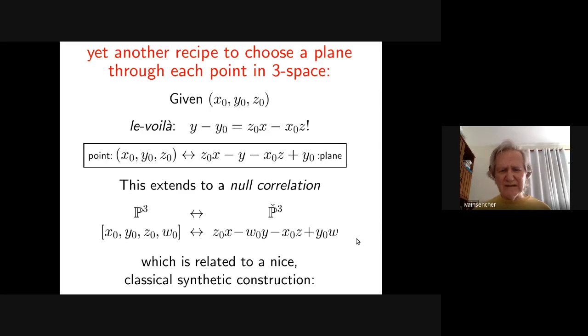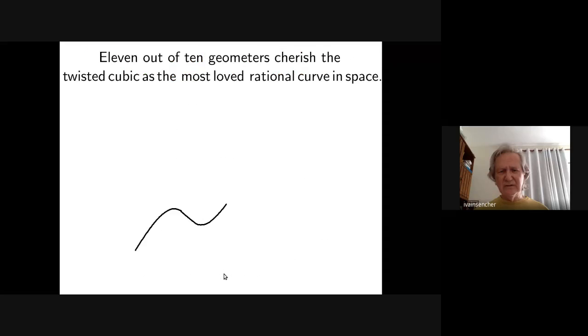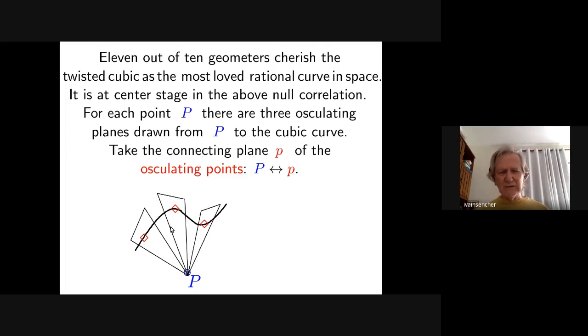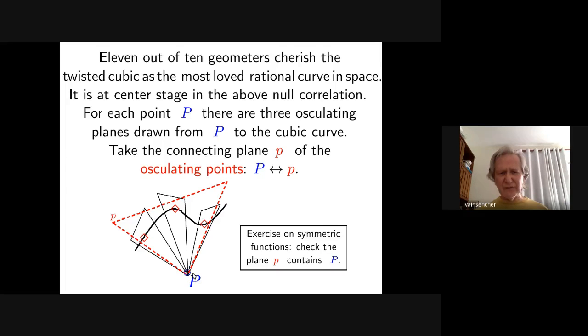What is not so well known is that this naive distribution here is related to a classical synthetic construction, which involves a twisted cubic, which, as we all know, is the most loved rational curve in space. So here's the association. Take a point in space. Associated to this point, there are 3 osculating planes passing through P. So that's one osculating plane. There are 2 other osculating planes. And there are 3 points of osculation, as you see here. You take these 3 points of osculation and connect them by a plane. They span a plane. And that's, surprisingly, a plane that will pass through P. That's an exercise in symmetric functions. I'll give a reference for that in a moment.